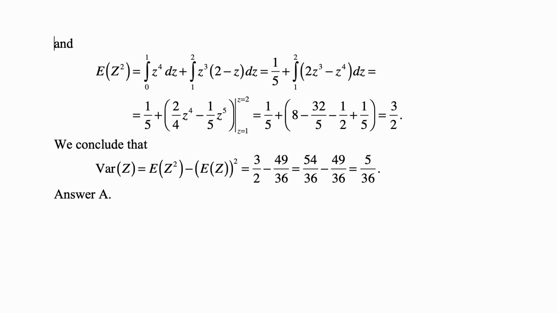And then the variance of z is the second moment of z minus the mean of z squared. So it's 3/2 minus 49 over 36. 54 over 36 minus 49 over 36, and that's 5 over 36, and that's answer A.